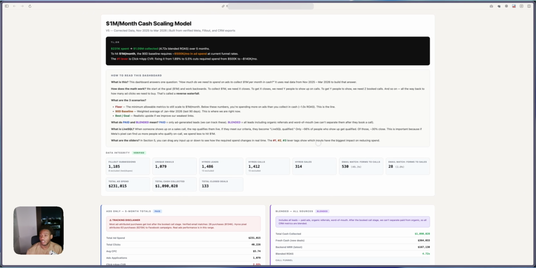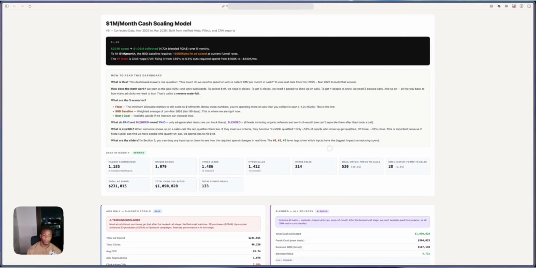Okay, so what you're seeing on the screen is data that I pulled for a client I'm running ads for. This client is a B2B SaaS client. I've been with them for a couple of months and the data has been kind of all over the place, and we want to hit that $1 million in a month of cash collected. It's just been eluding us.